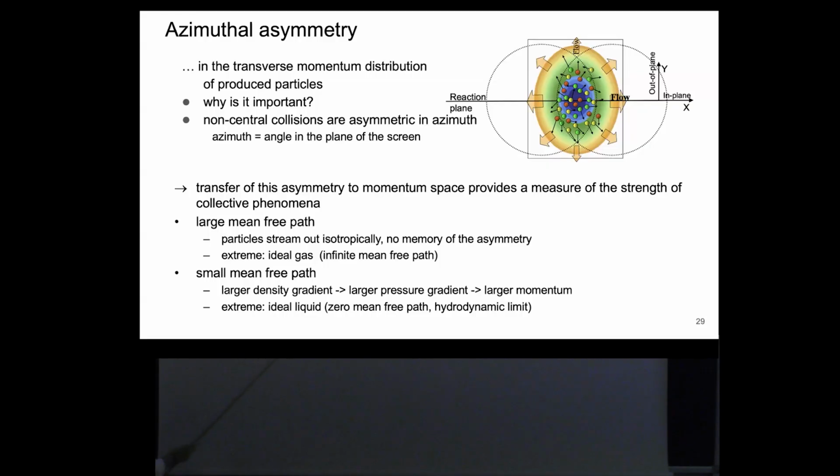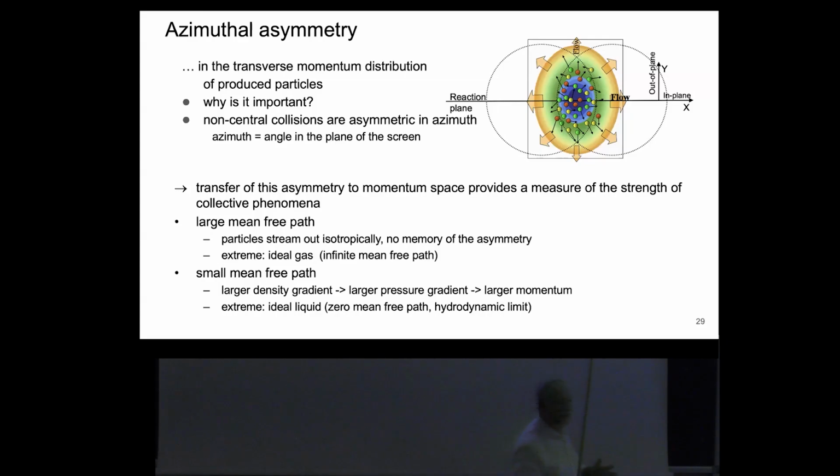Basically, the generic geometry is like this. I think you guys are experts, so I don't have to tell you. Let's say this is an incoming nucleus, and this is the nucleus coming out, so one is going into the screen and the other is coming out of the screen. The superposition region has an almond shape, and the extent to which this geometrical asymmetry is transmitted to momentum space gives us a measure of the strength of collective phenomena. You can convince yourself of this very easily. If you have a very large mean free path, basically your partons will fly out without any memory of the collision geometry.